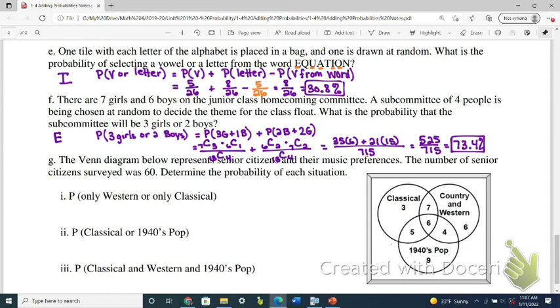So the probability of only Western, so if I look over here and I go to only Western, that is this right here, 6 out of 60. Or only classical, so only classical is 3. And I'm not going to worry about double counting or having to subtract or whether they're inclusive or exclusive because I'm just going to go to the correct spot on the Venn diagram. So I get 9 over 60, which is 15%.